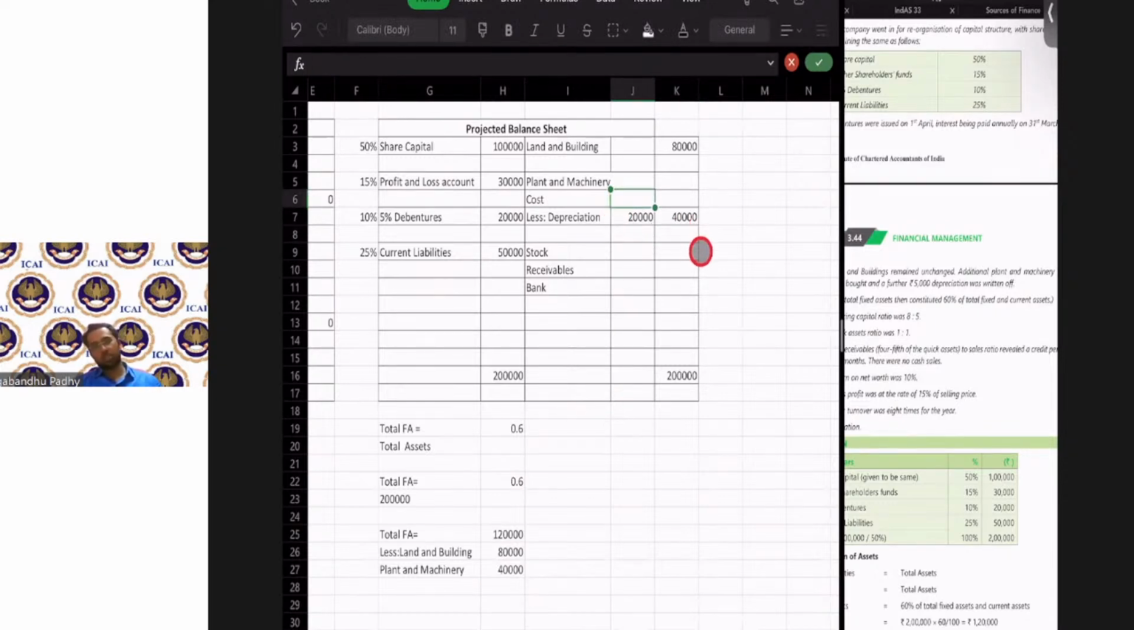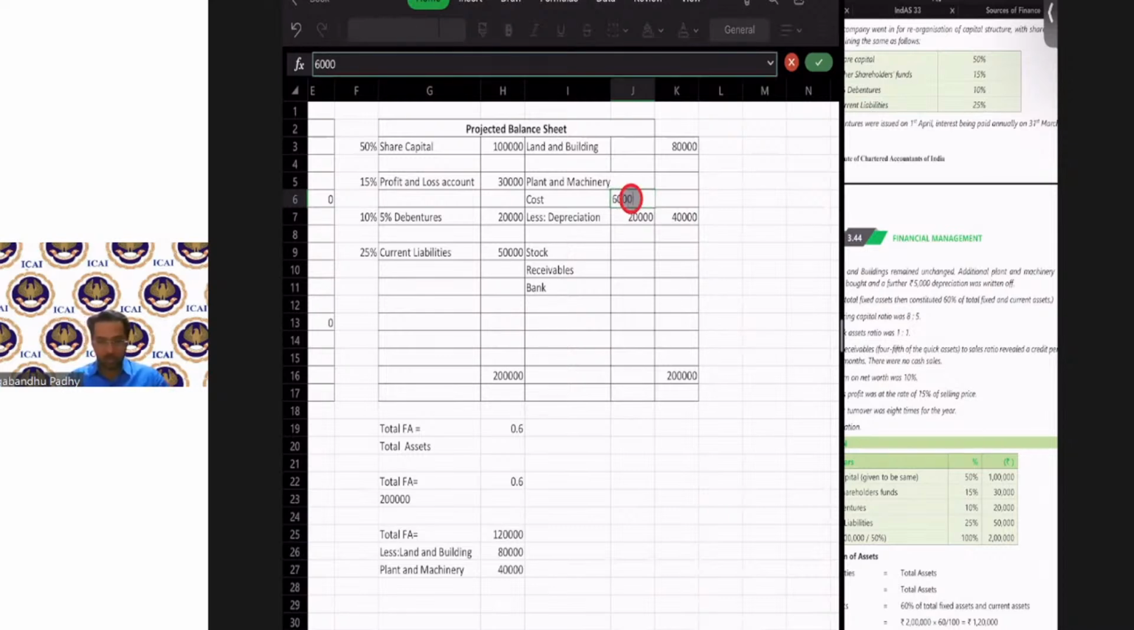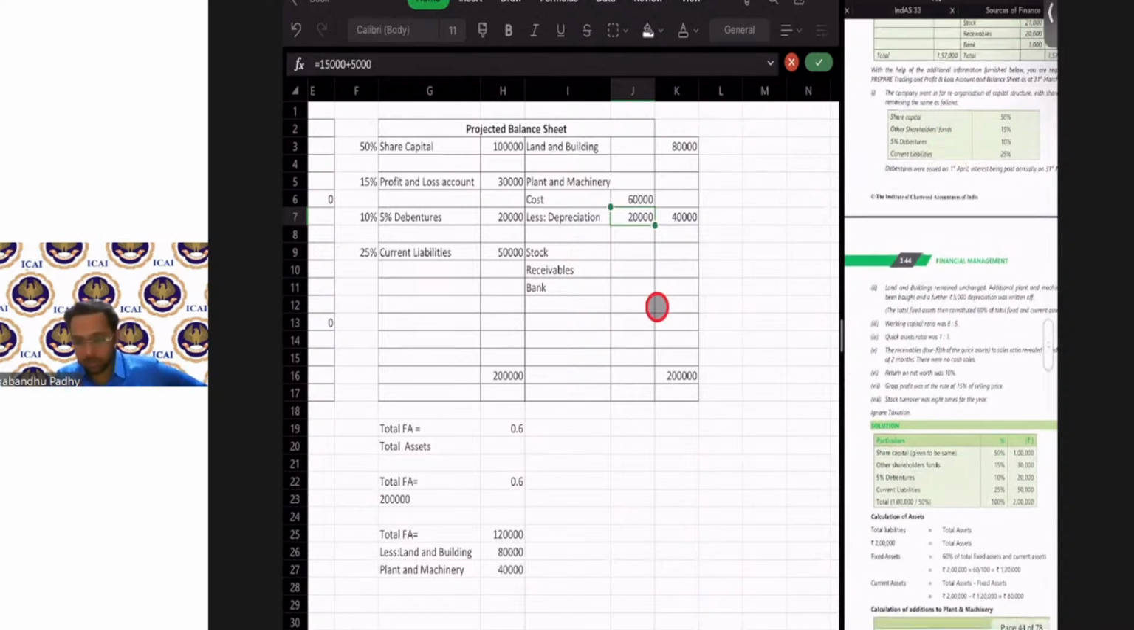So what should be the cost, sir? If after depreciation this comes out to be 40, of course the cost will be the reverse calculation. That should be ideally 60,000. Correct? Okay, perfect.